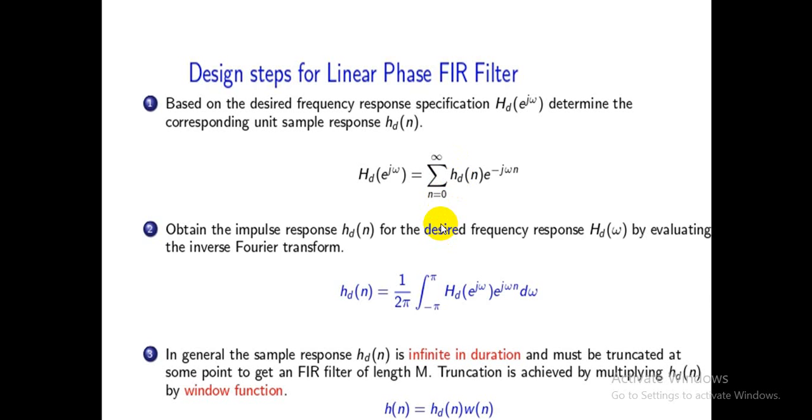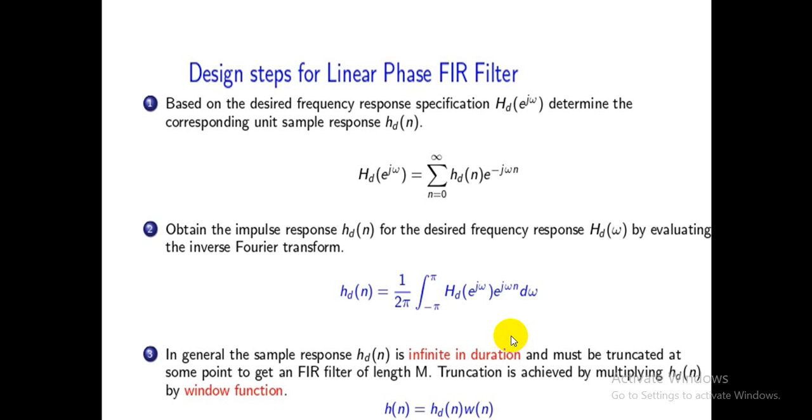And not only that, you need to reduce the overshoot and undershoot in the frequency response by tapering the window in a smoother manner. It's clear? So this truncation is achieved by multiplying Hd of n by the window function W of n. And we have talked about a number of windows, the modified rectangular window. Now we are going to see the Hanning window.